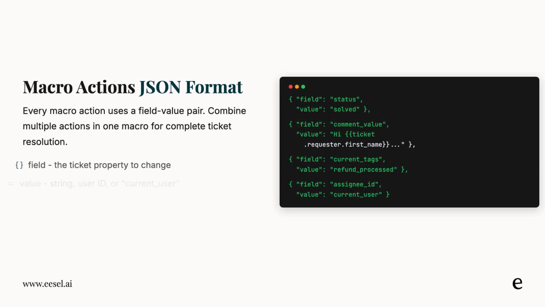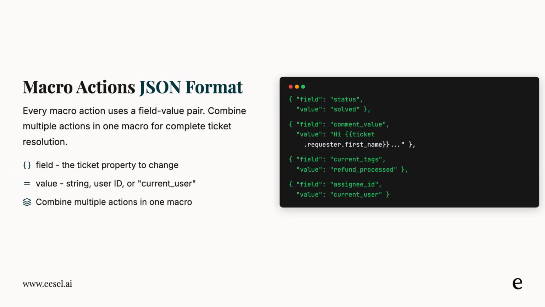Every macro action uses the same structure: a field name and a value, string values for status and priority, user IDs for assignee, space-separated text for tags. Combine multiple actions in a single macro to achieve complete ticket resolution in one click.